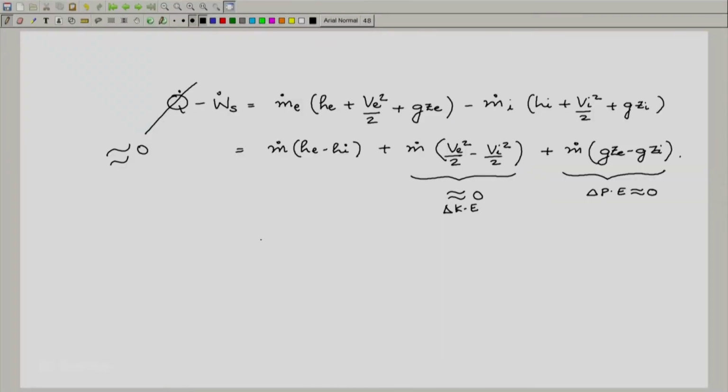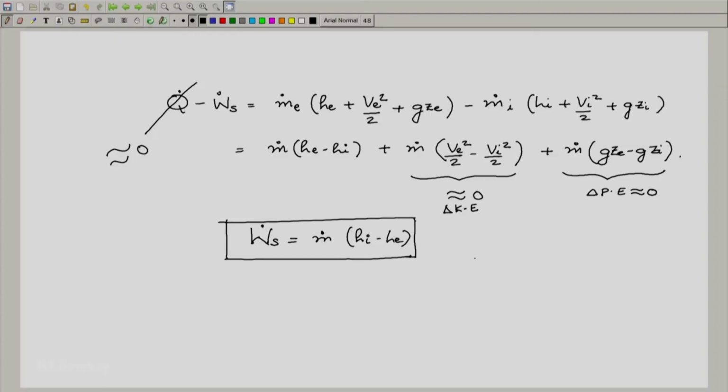If I now rearrange the equation, it turns out to be W dot S is m dot (H I minus H E). This is the simplified form of the open system steady state equation for a work transfer device. Of course, the mass conservation equation is just m dot I is m dot E is m dot.